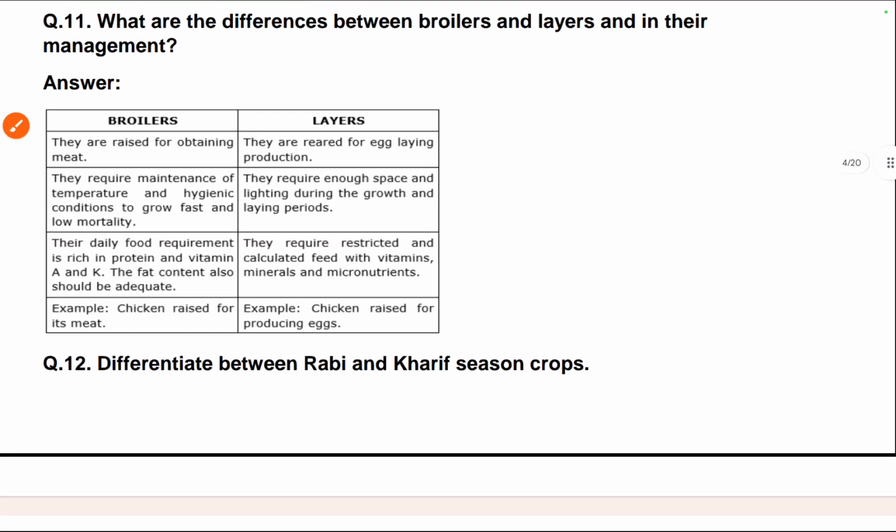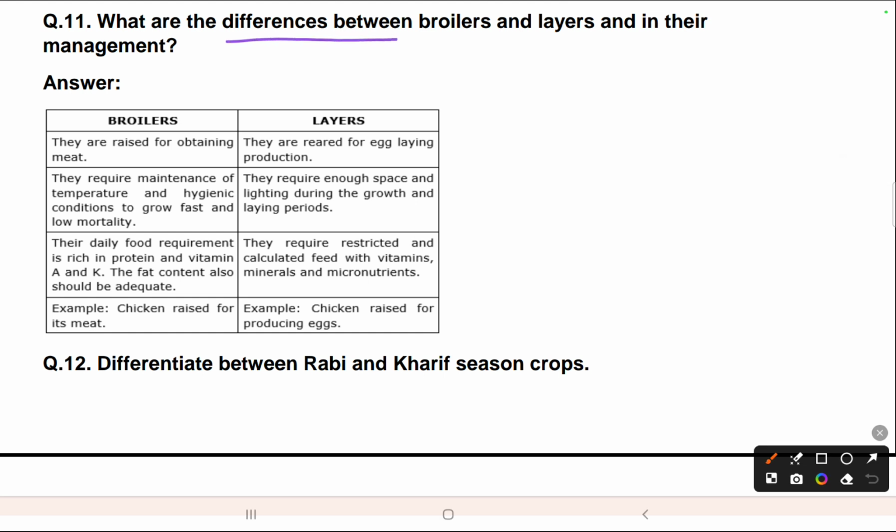11th question. What are the differences between broilers and layers in their management? Broilers are raised for obtaining meat. They require maintenance of temperature and hygienic conditions for fast growth and low mortality. Their daily food requirement is rich in protein and vitamins A and K. The fat content should also be adequate. Example, chicken is raised for its meat.